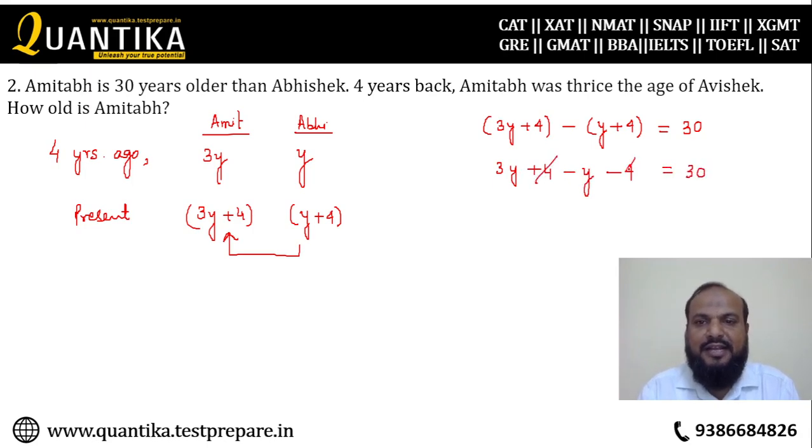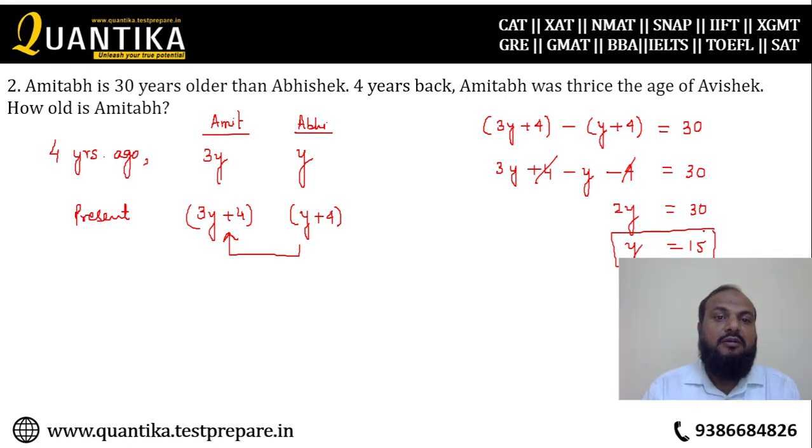This 4 will get cancelled. 3Y minus Y is 2Y is equal to 30. So Y is equal to 15. This is Abhishek's age 4 years ago. How old is Amitabh right now?